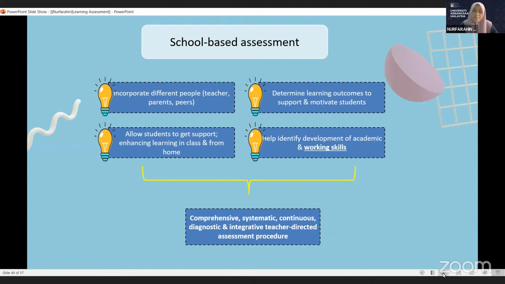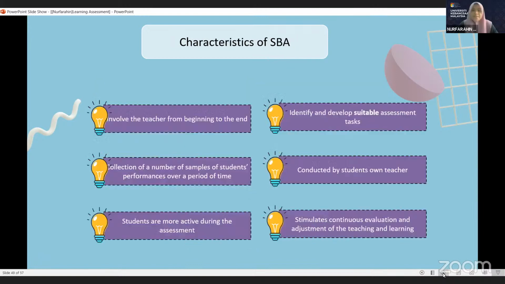It can be the teacher, the parents, the peers, the students. It also determines learning outcomes to support and motivate students, and it allows students to get support and enhance learning in class and from home. And lastly, it helps identify the development of academic and working skills. The four features ensure that it is a comprehensive, systematic, continuous, diagnostic, and integrative teacher-directed assessment procedure.